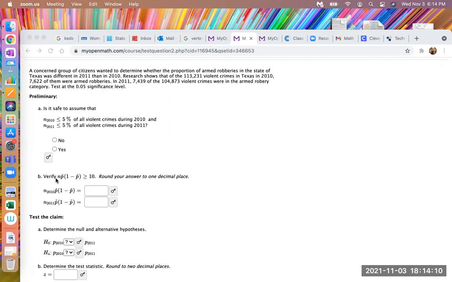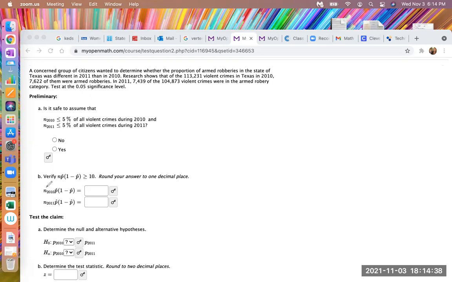And then they say verify that n times p hat times 1 minus p hat is greater than or equal to 10. Now normally when they do this, they use the pooled p, but oh wait a second, no, they're doing it for the 2010 and they're doing it for the 2011. Okay, so this totally makes sense. So let's do this one here.